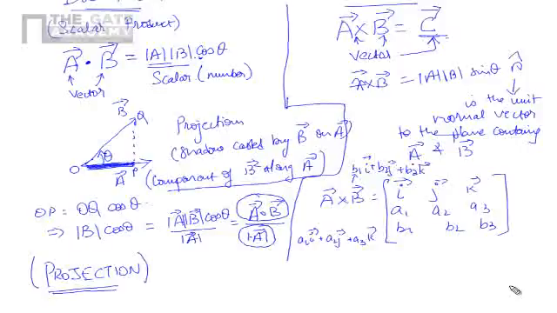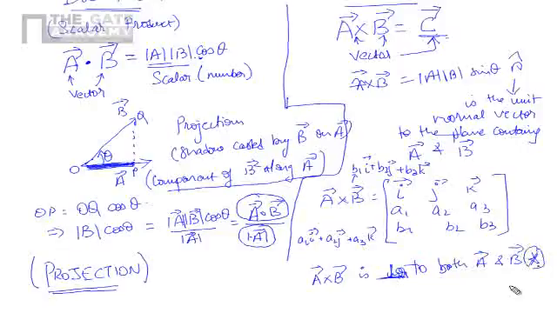Now understand that A vector cross B vector is perpendicular to both A vector and B vector. Please remember this.